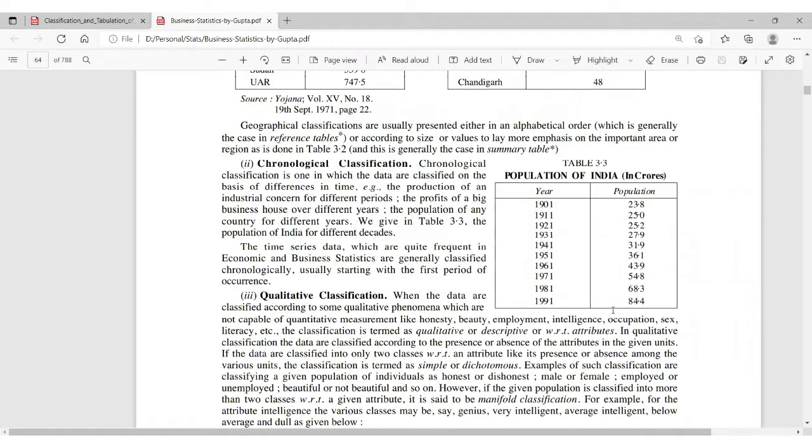Similarly, chronological classification. Chronological means the data are classified on the basis of differences in time, right? For example, the profit of a big business over the years, over a time period. 1901, 1911, the population is this. So chronological means a chronological order, from less to more. Right?